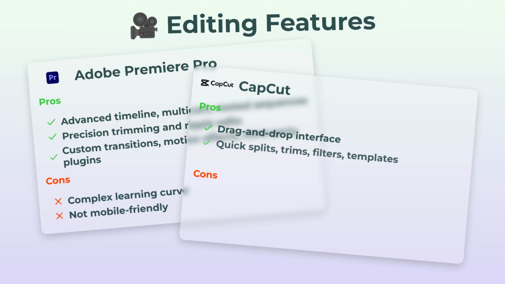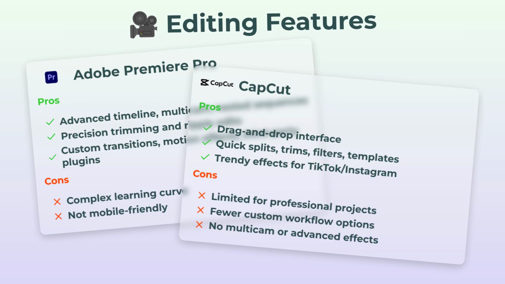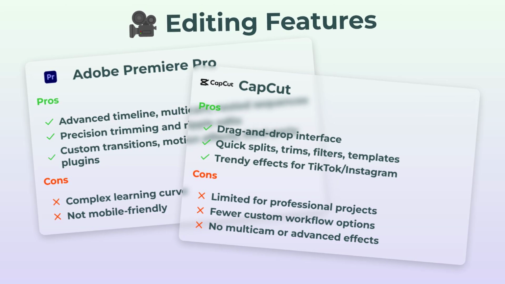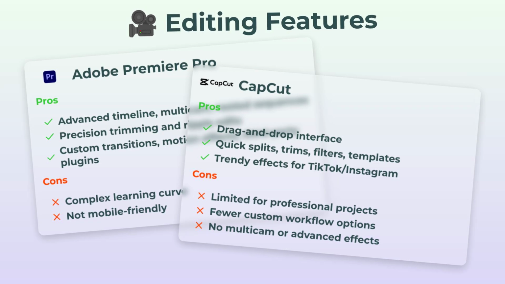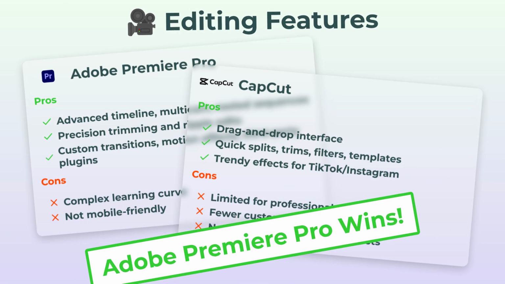Switching to CapCut, this is all about drag-and-drop simplicity. Quick cuts, splits, fun filters, and loads of templates. So, TikTok, right? Tons of cool, trendy effects, but honestly, it just doesn't stand up for professional stuff. No multicam, no deep workflow customizations. For editing firepower, Premiere Pro takes the win.